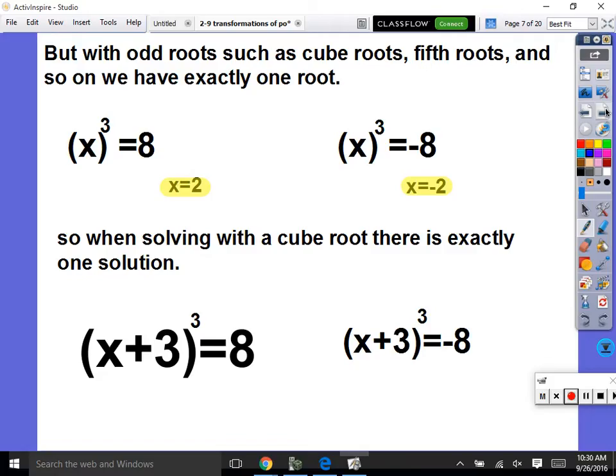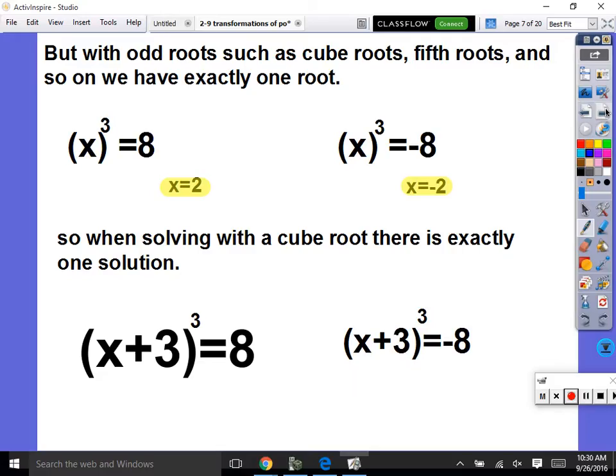Well, if that's true, then when solving, yes? No, this is odd roots. There's no i's with odd. That's why we're talking about this. So these have exact solutions. You can take the cube root of a negative. So right here, when solving with the cube root, there's exactly 1 solution.